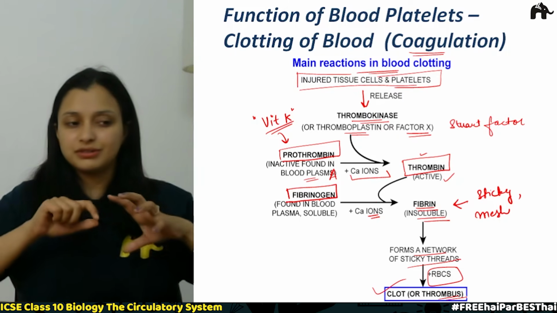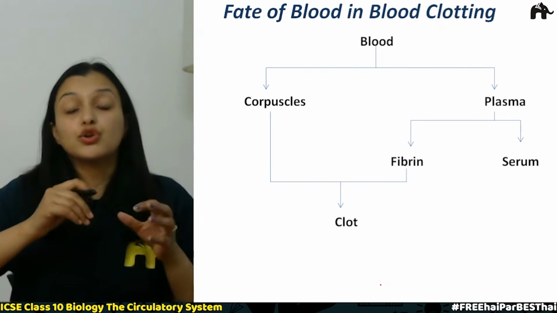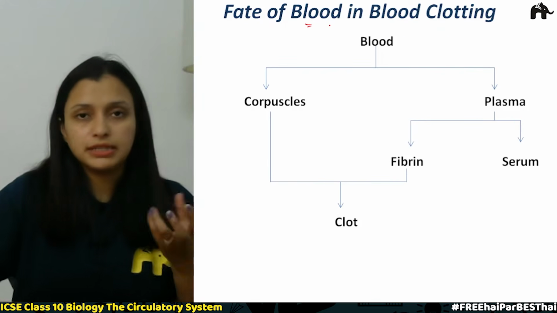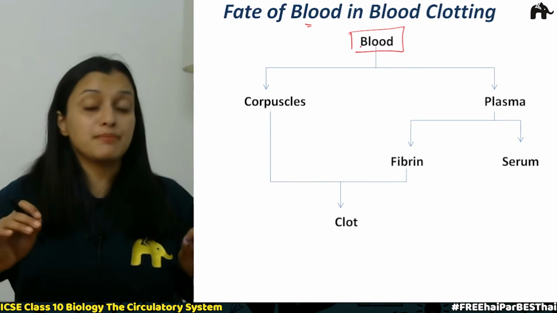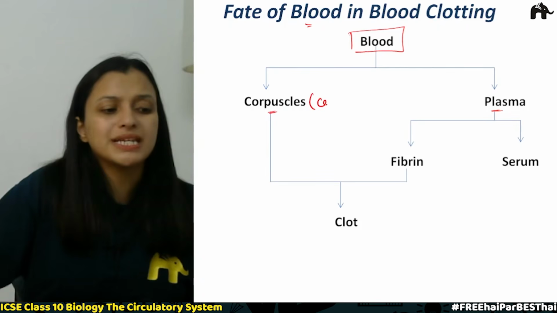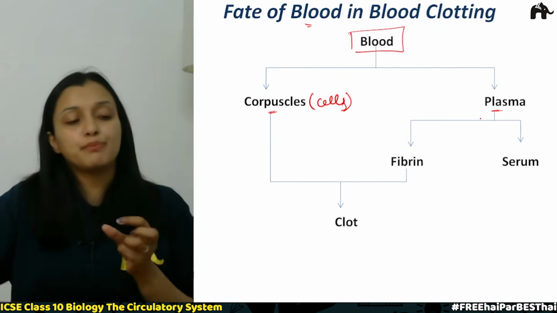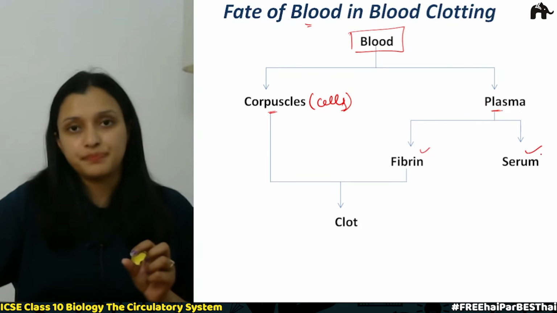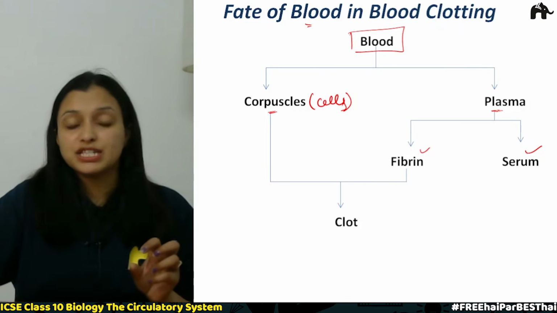So I hope the main reactions of blood clotting are clear to everyone. If we talk about the fate of blood in clotting, what happens? There is blood, and this blood is composed of two things: one is plasma and one is corpuscles, which means cells, right? This plasma is composed of fibrin and serum, so there are two things from which this plasma is composed.